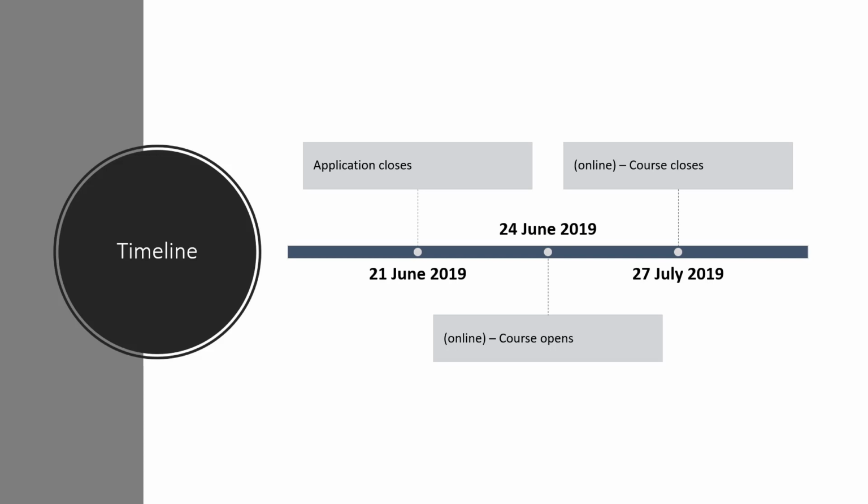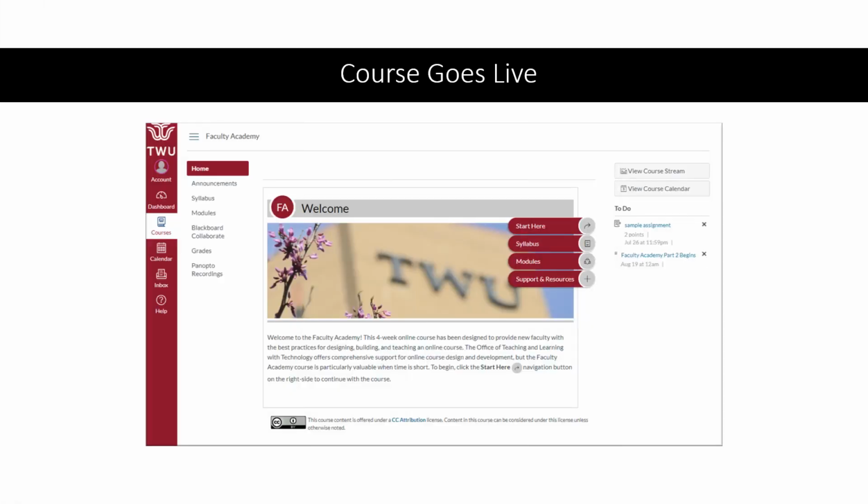Initially, the course was not going to open until July 1st, but my supervisor came to me and said, hey, can we have it ready by June 24th? So we did. We opened the course on June 24th. All of the requirements for the first part of the course, the required part, had to be completed by July 27th. So the course goes live, and it actually went live during my EdTech 680 course. There were 10 new faculty participants in the course.